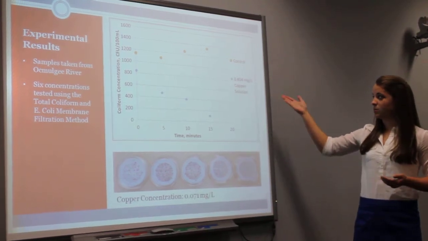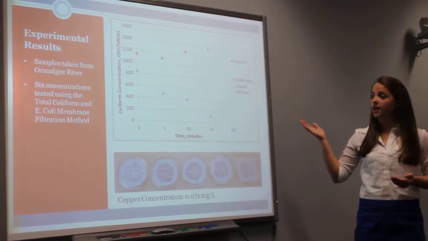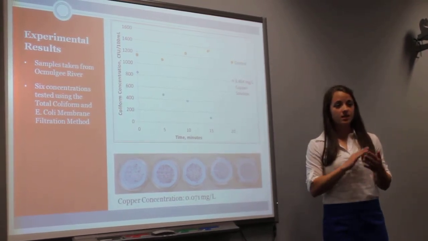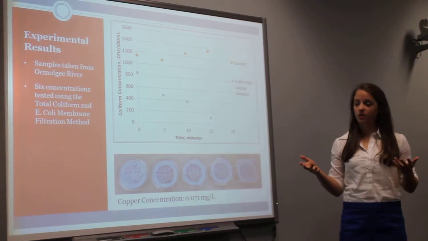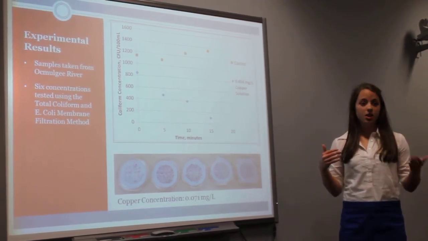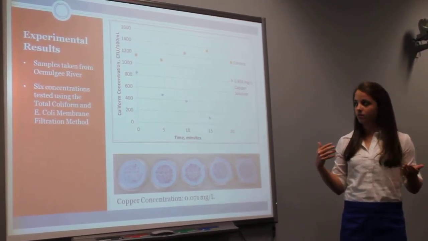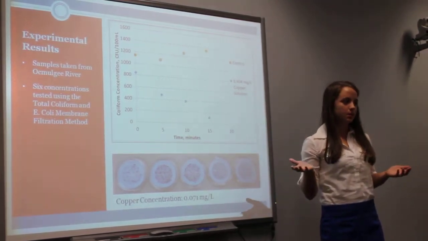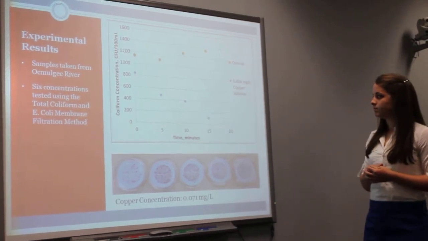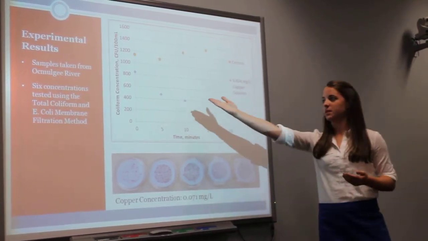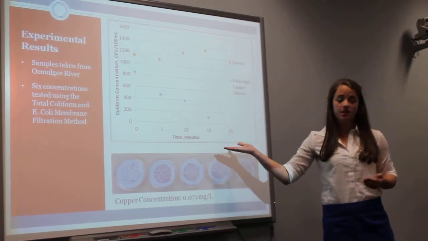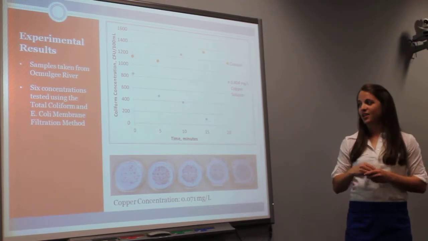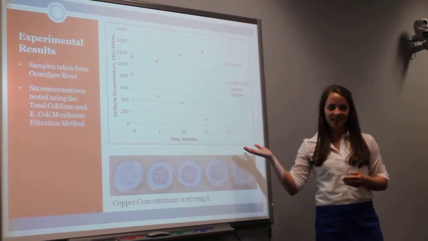This is an example of the 0.44 milligram per liter experiment. For the control, we basically did the same ratio of copper to river water, except we replaced the copper with DI water. And as you can see, it remained fairly constant, as it did in the rest of the experiments. Also for this experiment, you can see that within 15 minutes, the coliform concentration was nearly depleted, which, if this is your biofilm layer, it's not a good thing.